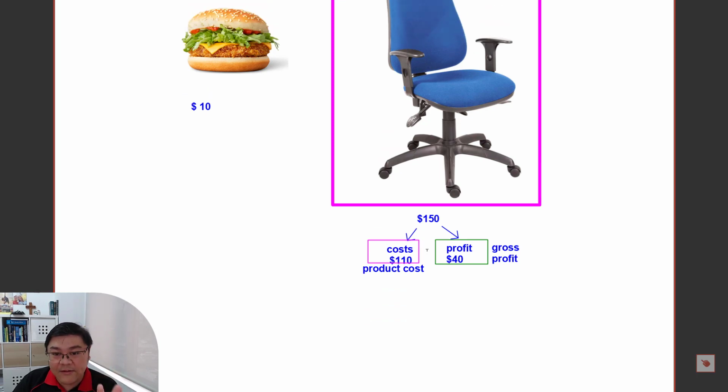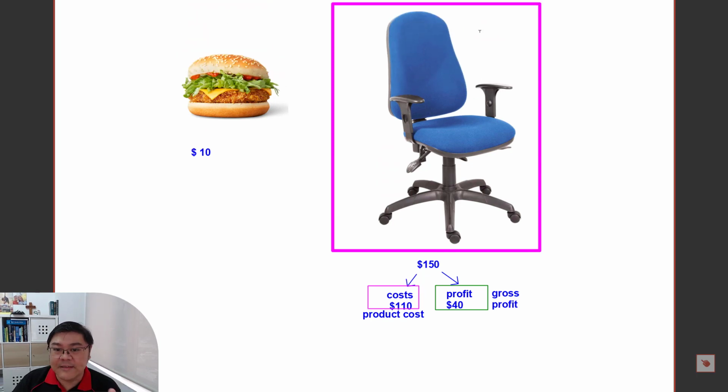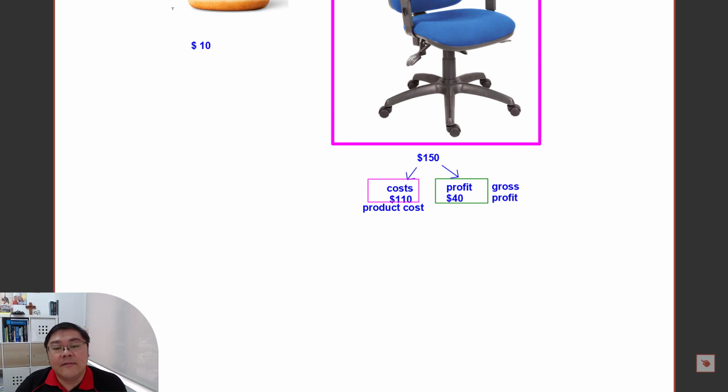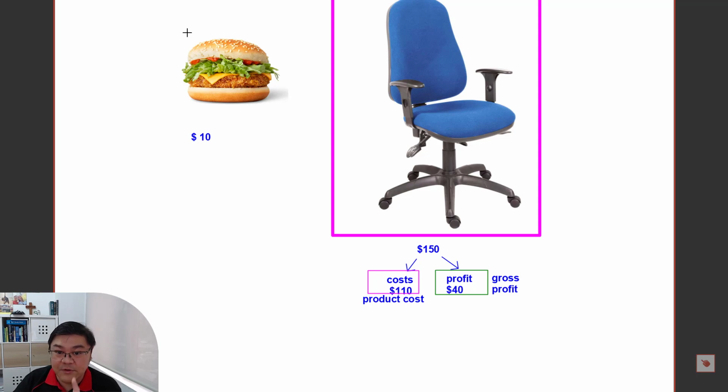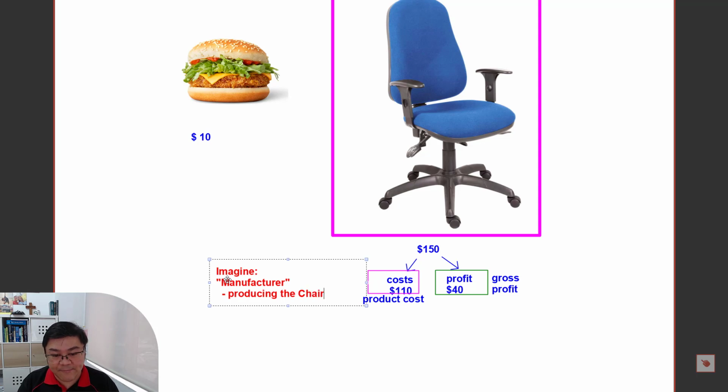So we just understand, okay, imagine that this is the product that we're having. To make this product, it's going to cost me 110. Now we got to ask ourselves to switch position: you are not the customer, but the manufacturer, let's say you are the factory. I want you to imagine that you are the manufacturer producing the chair.